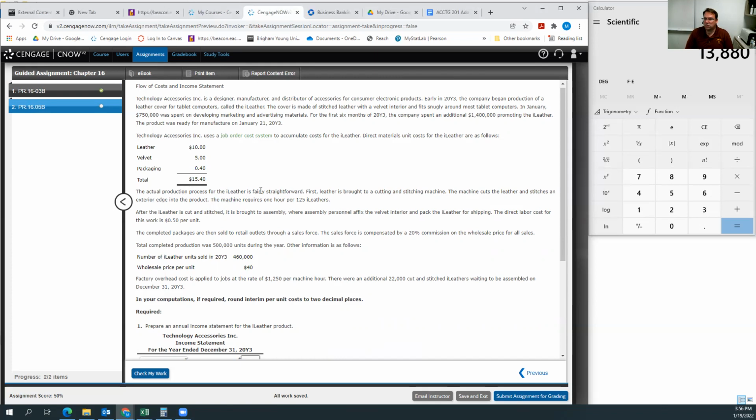There's an actual production process where they cut the leather and stitch it. A machine cuts and stitches it, and it requires 1 hour per 125 iLeathers created. After it's cut and stitched, it's brought to assembly, and direct labor cost is 50 cents per unit. The completed packages are sold to retail stores.